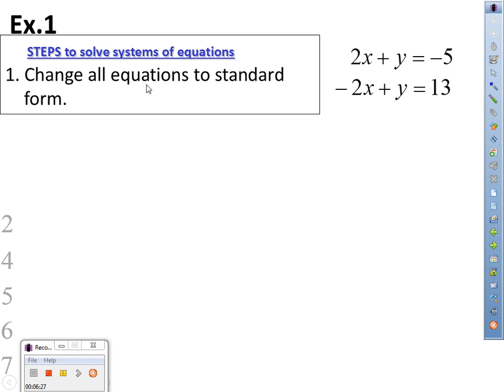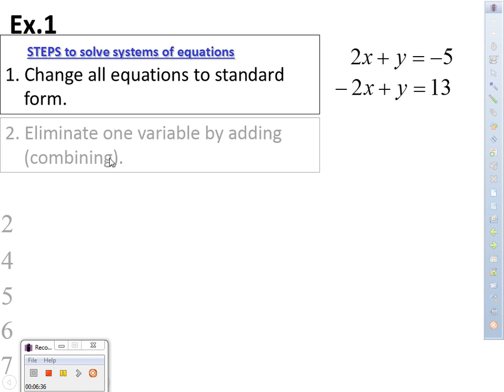So step 1 is done. Change all equations to standard form. We're done. What does step 2 say? Let's see. Eliminate one variable by adding, which means we combine. So pens down, eyes up here. Here goes the key step for this method.